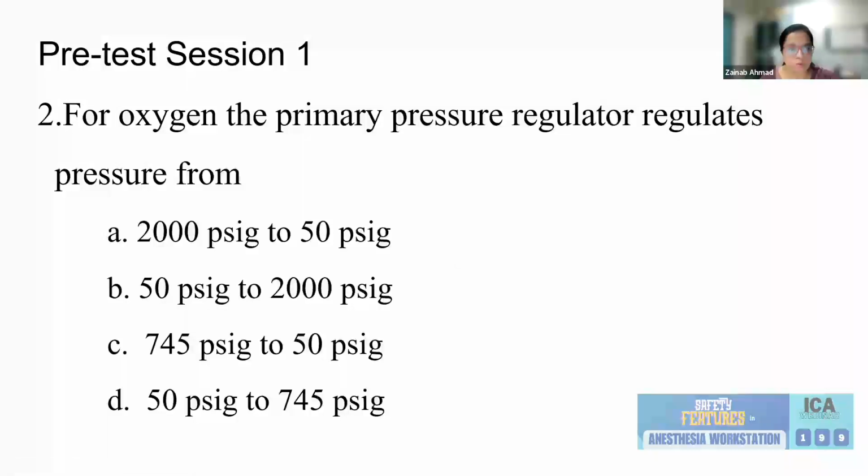So the second question: for oxygen, the primary pressure regulator regulates pressure from what to what? Option A, 2000 psig to 50 psig. Option B, 50 psig to 2000 psig. Option C, 745 psig to 50 psig. And option D, 50 psig to 745 psig. So the time is over.